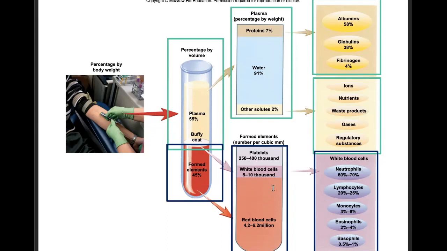As you can see here, 250 to 400,000 is your platelets, 5 to 10,000 is white blood cells, and 4.2 to 6.2 million is composed of your RBC. We also have subdivisions of your WBC, which are your neutrophils, lymphocytes, monocytes, eosinophils, and basophils. We're going to discuss this one by one. Okay, now let's move on.